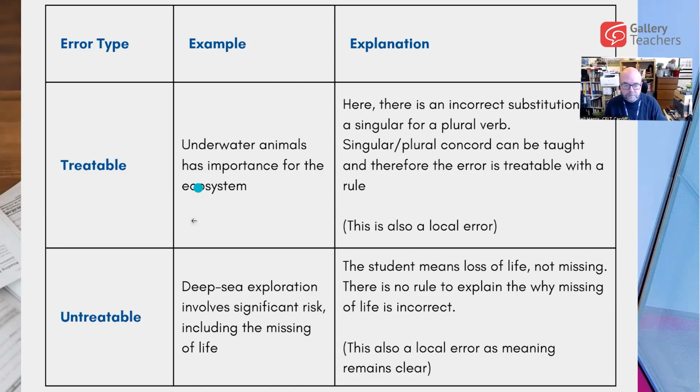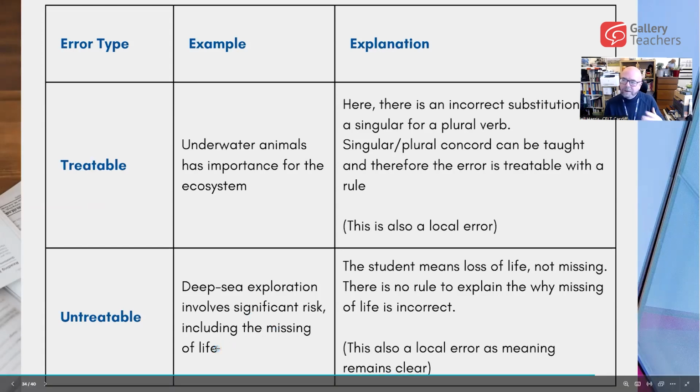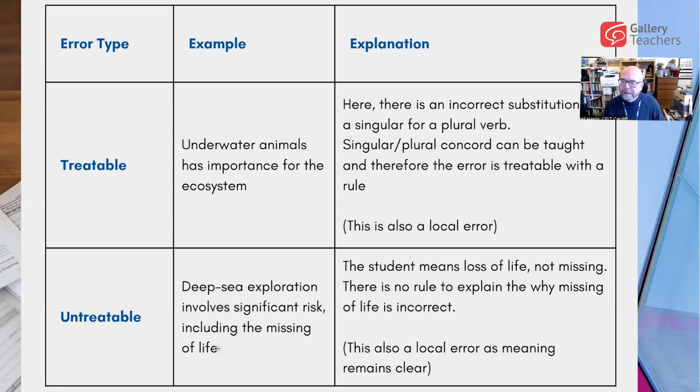It's treatable. Whereas the untreatable one, deep sea exploration involves significant risk, including the missing of life. Now, I think we probably can understand what's meant here. The loss of life, people dying.